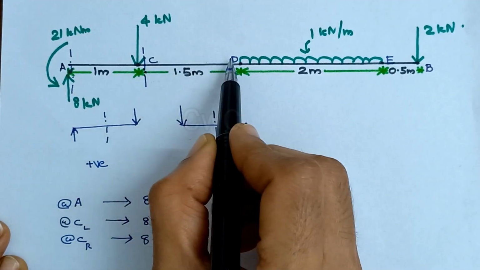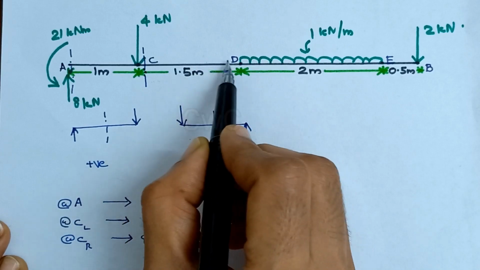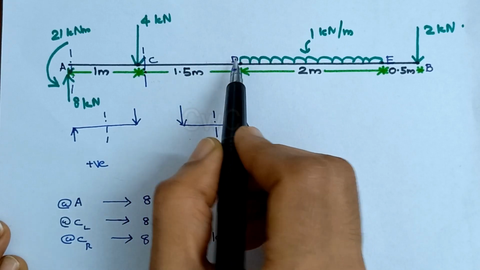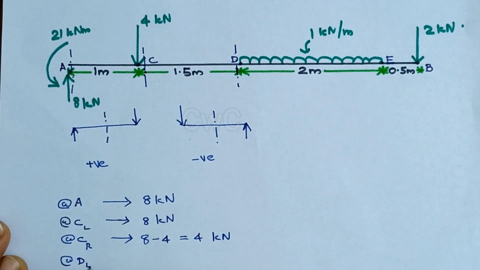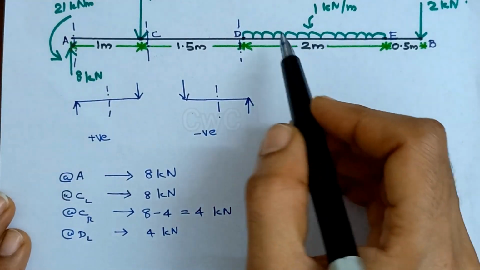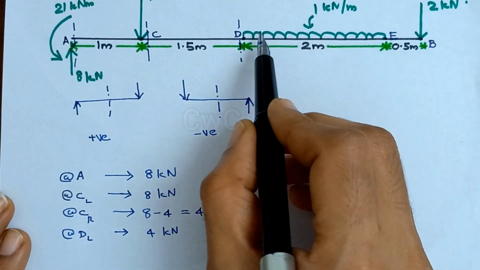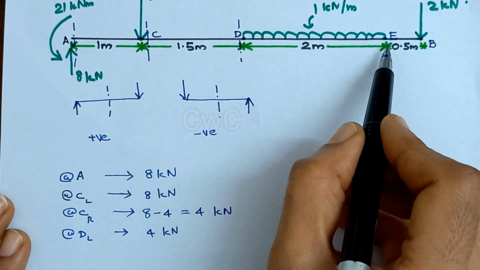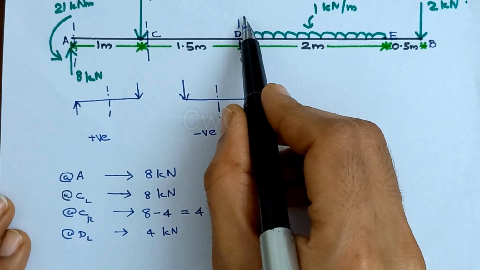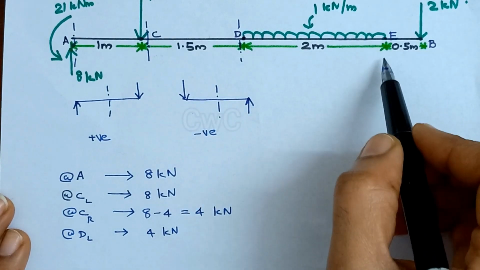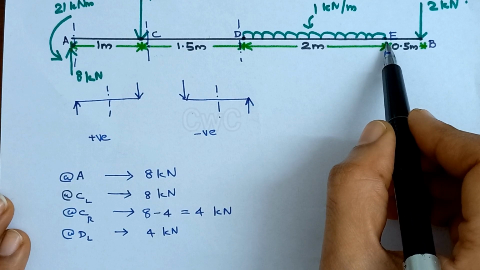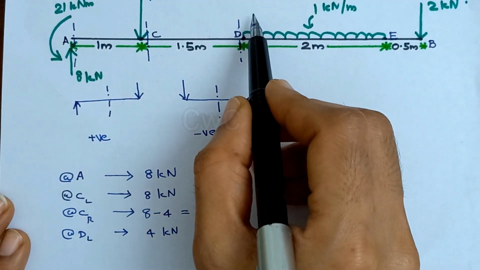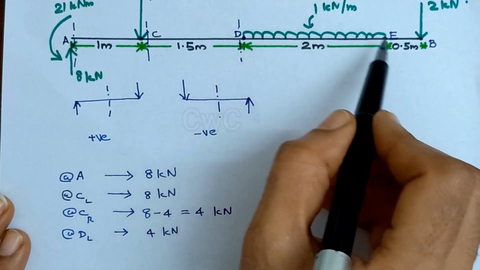Now from C to D there is no other force. So till point D shear will be the same. We can write it will be 4 kilonewton. So from D to E we have a UDL. Your shear force variation will be linear. At D we know what is the shear force and at the end point E we need to calculate the shear force and we can show the linear variation from D to E.